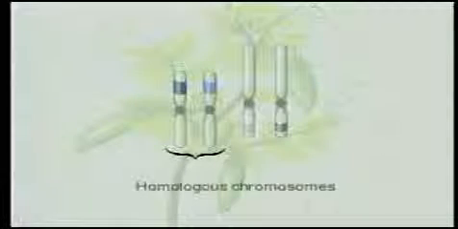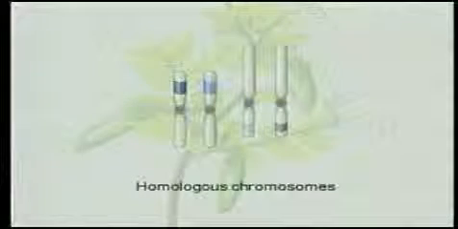A diploid cell has two matching sets of chromosomes. Matching pairs of chromosomes are called homologous chromosomes. Homologous chromosomes carry the same genes in the same locations. Since all diploid cells have homologous chromosomes, each cell carries two copies of each gene. However, the two copies are not always identical.